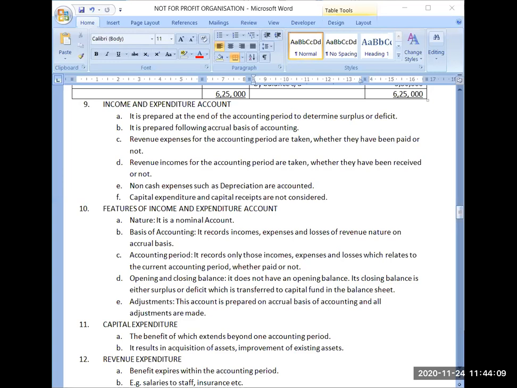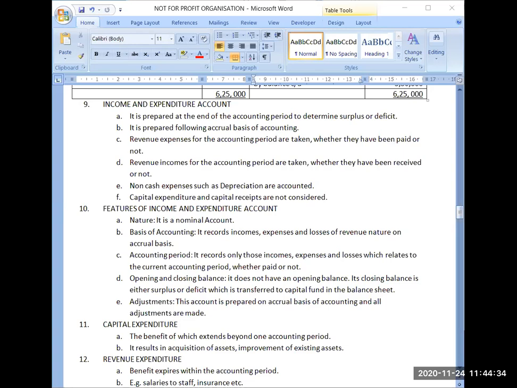Same is the case with revenue incomes also. Then your capital expenditure and capital receipts are not considered. So if you are purchasing any asset, that will not be written in this account. That will go to the balance sheet. So your capital payments and capital receipts will go to the balance sheet portion. It will not go to the income and expenditure account. The nature of the account is nominal account.